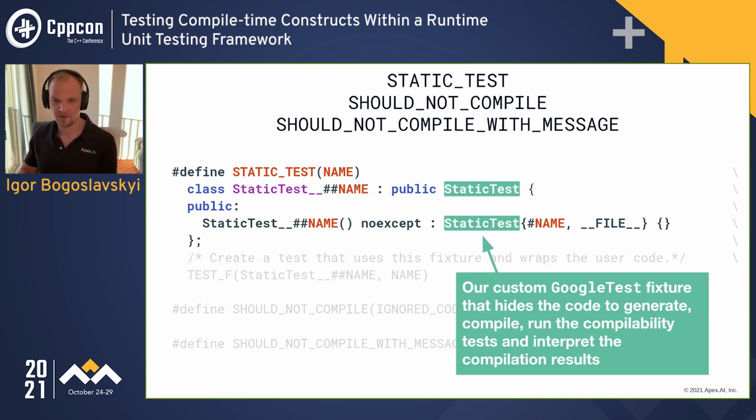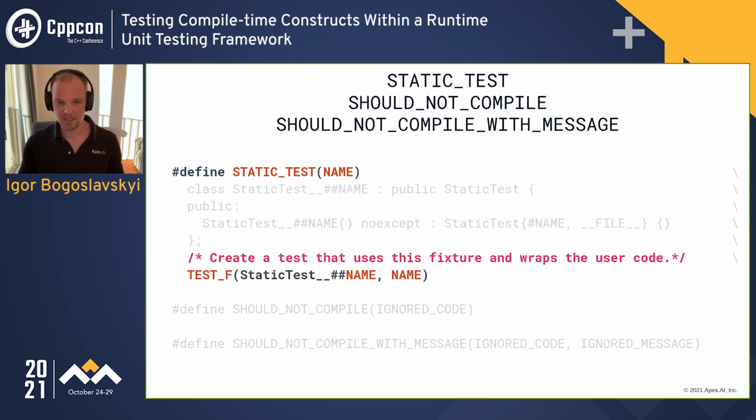Basically, this static test custom fixture does all the work internally. So what we do here is create a new class that inherits from that static test fixture, and all the work is happening in the constructor itself. And then we actually write a test in the Google test framework that will hold all the code that we write afterwards. Whatever is not wrapped in the should not compile macros should still be compilable and runnable. We want it to be real C++ code.